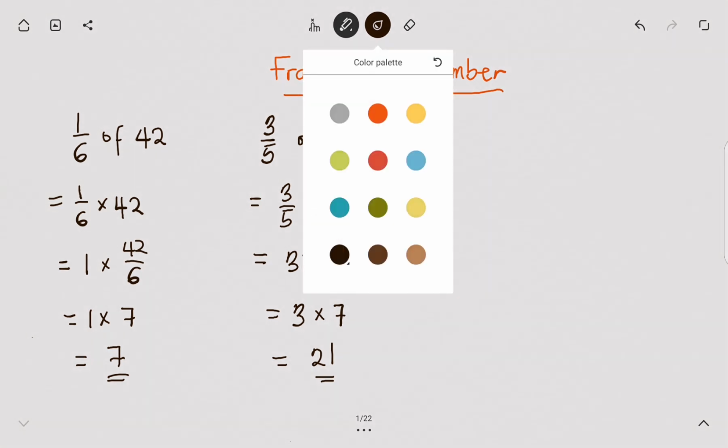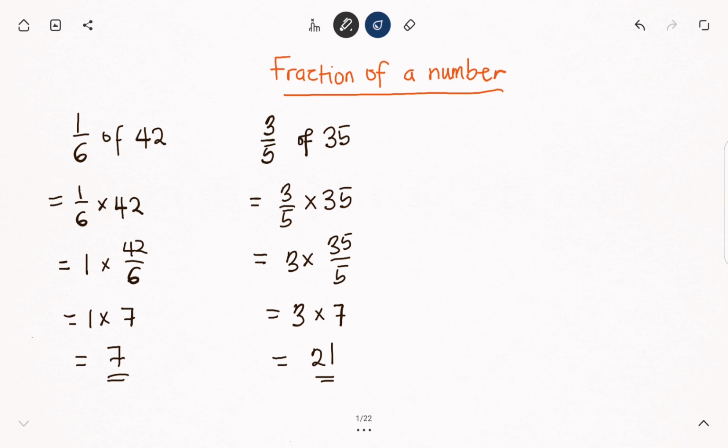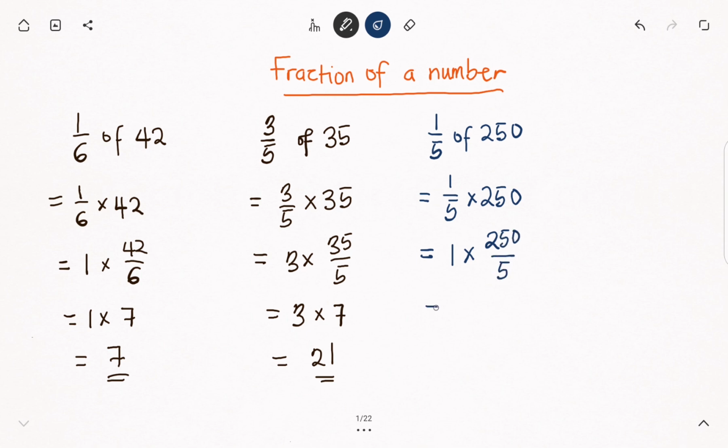Okay, so let's look at another example. So we have 1 over 5 of 250. This is also a very simple example. So all we need to do is to rewrite the expression that we have. So we have 1 over 5 multiplied by 250. This is equal to, we maintain the 1 at the top here, multiplied by, then we send the 5 under the 250. So we now have 250 on 5.